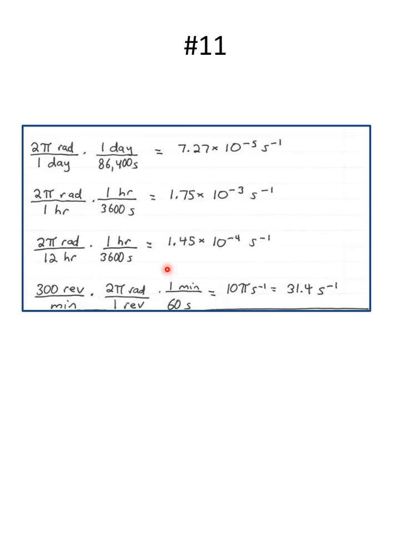And finally, an egg beater going at 300 revolutions per minute. And so we'll turn revolutions into radians by 2 pi radians over 1 revolution. Turn those minutes into seconds, 1 minute over 60 seconds. And we get 10 pi radians per second, which comes out to be 31.4 radians per second.